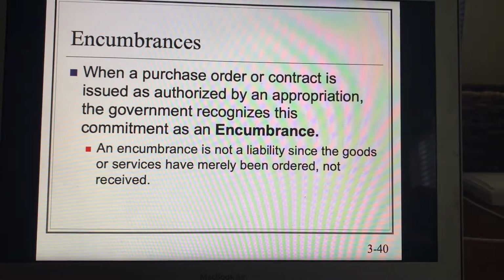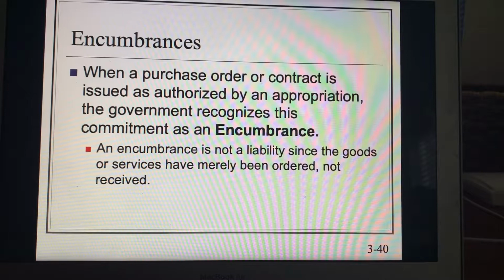Encumbrances. When a purchase order or contract is issued as authorized by an appropriation, the government recognizes this commitment as an encumbrance. An encumbrance is not a liability since the goods or services have merely been ordered, not received. So that's what an encumbrance is. It's a good or service that has been ordered, but we haven't received it.